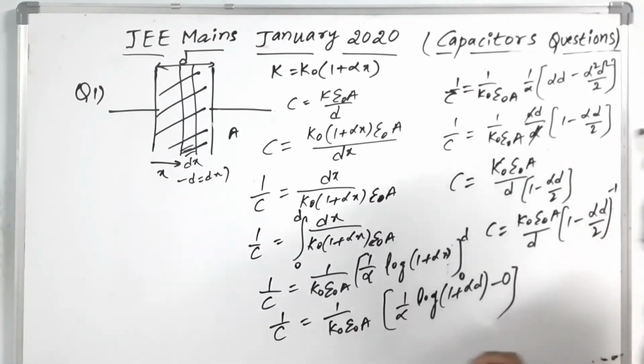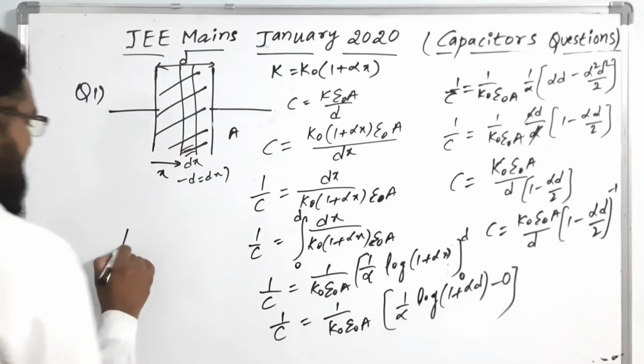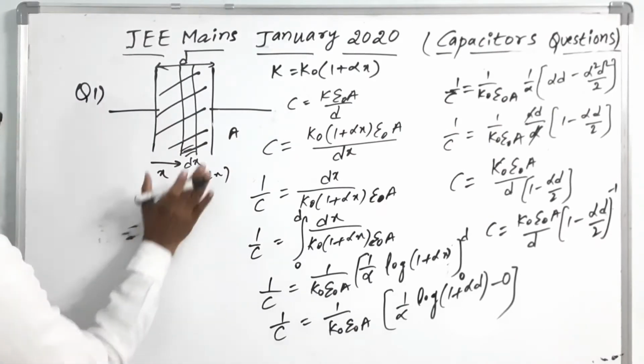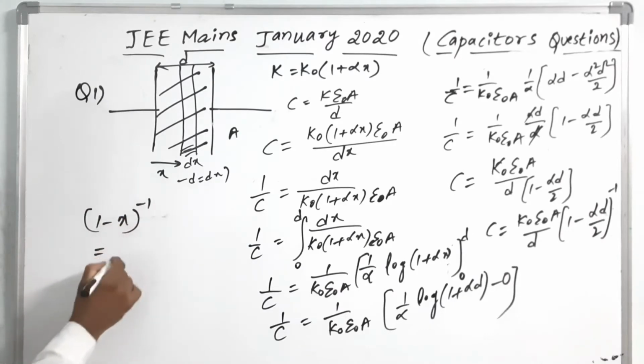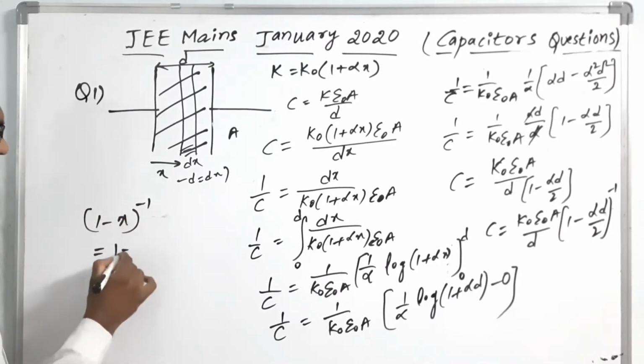We have one formula: 1 minus x whole power minus 1 is equal to 1 plus x.